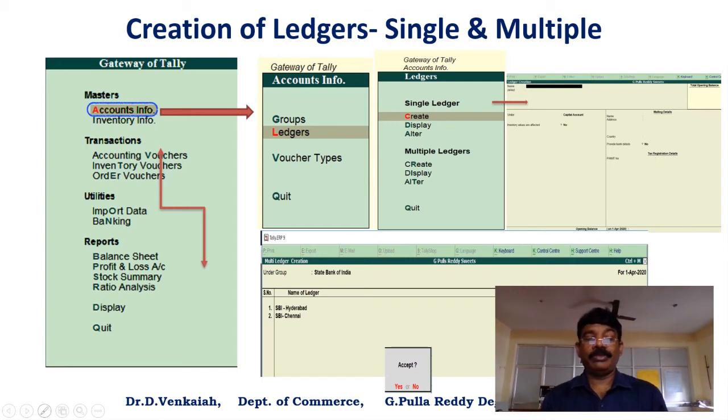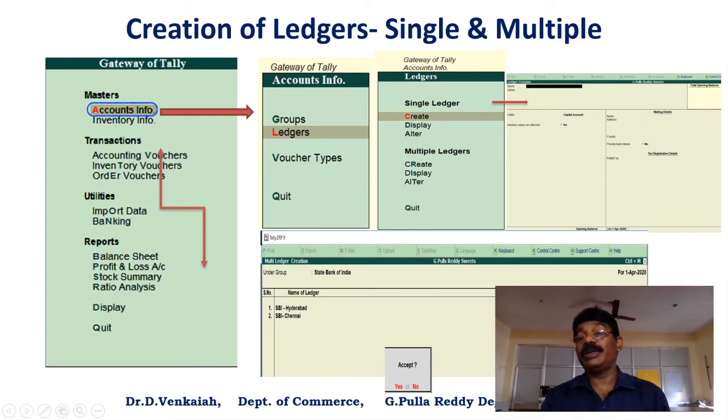Look at this chart. Go to the start button, Tally. Immediately it will open Gateway of Tally. Accounts info, click on accounts info. Now select ledgers. There are shortcuts. You can move easily and fast with the shortcuts by pressing the letters. Here, when you want to go for a ledger, simply press L. When you want to create a ledger under single mode, simply press C. This window will appear.